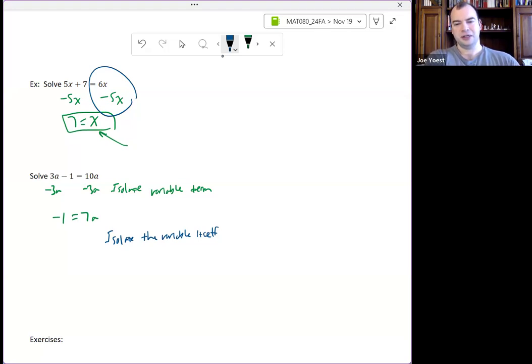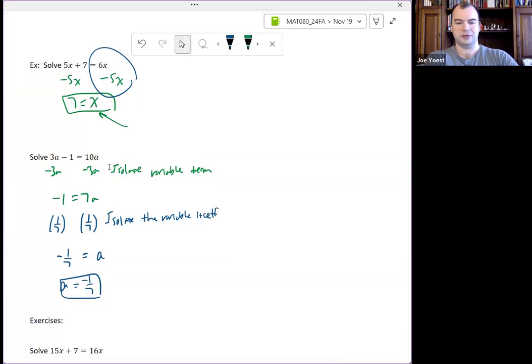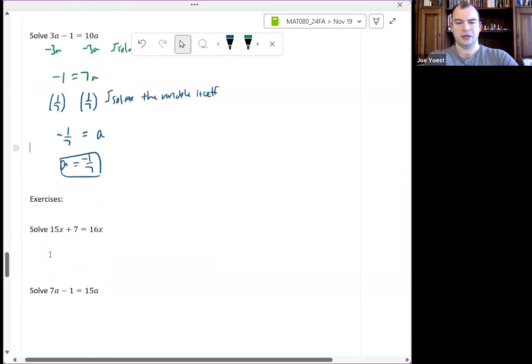7a equals -1. I have my 7 multiplied against my variable. I choose to multiply both sides by the multiplicative inverse of that coefficient, 1/7. And I have on the right-hand side, 7 times 1/7 is 1, times a is 1a, or just a. And on the left side, -1 times 1/7 is just -1/7. So I just have a equals -1/7. And actually, we can get rid of this one.